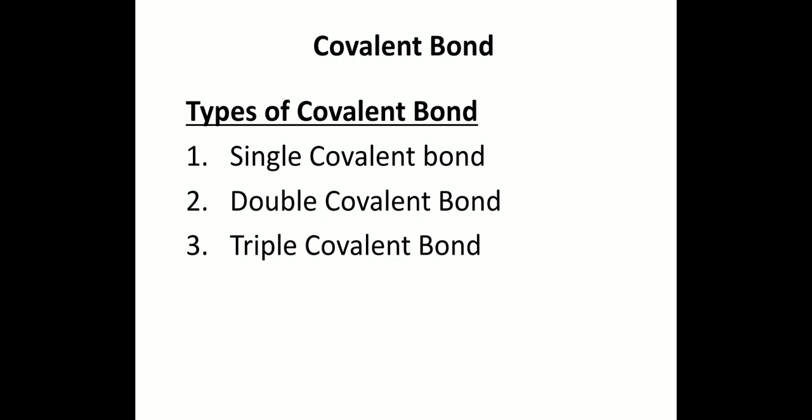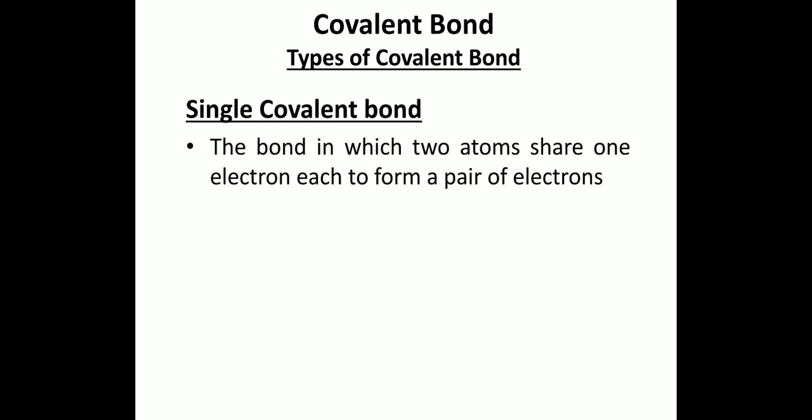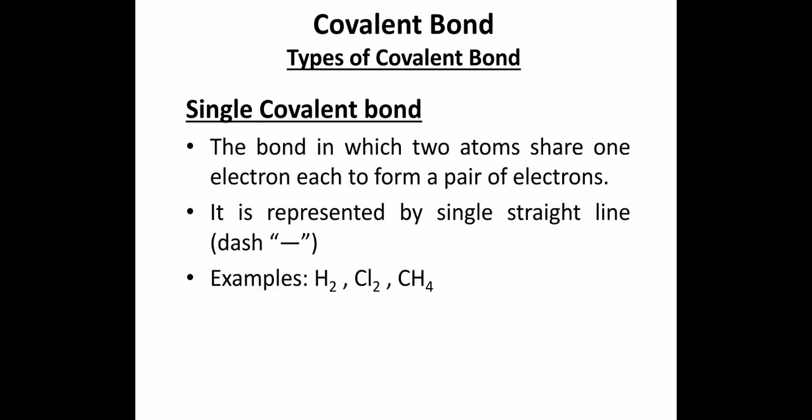Now we move forward to the types of covalent bond. There are three types of covalent bond, and these types depend upon the number of electrons which the atoms mutually share with each other. First, we will discuss the first type, that is the single covalent bond. It is the bond in which two atoms share one electron each to form a pair of electrons, and it is represented by a single line.